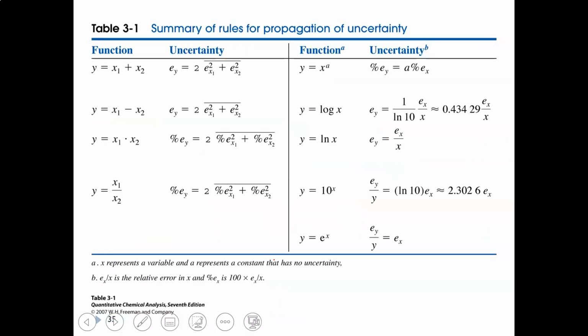So this is just a table from the textbook showing you that it is possible to do this for other things. So there's addition, subtraction, multiplication, division. That's what you're being held to. But here it shows it for antilog and log, natural log, and the inverse of natural log. So it's given you some other options.